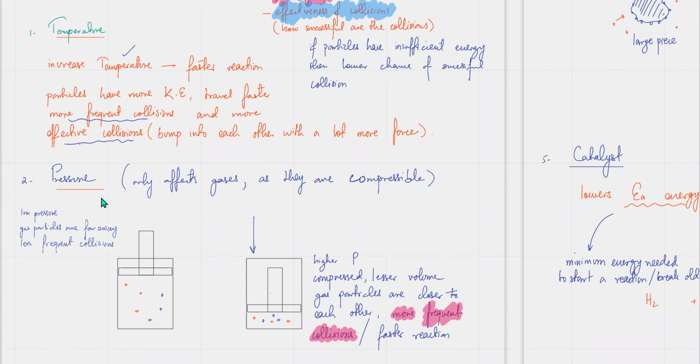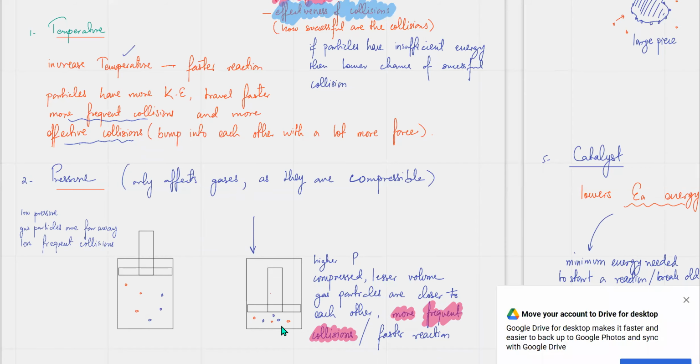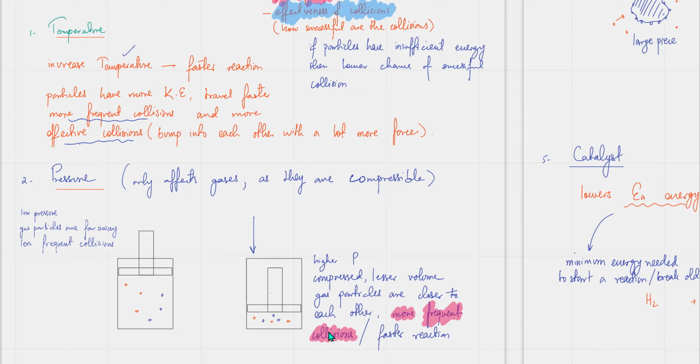Second was pressure. Pressure, I told you, okay, when you increase pressure, what you're doing is you're basically compressing it. So when you compress them together, what happens is that the particles are closer together, so you get more frequent collisions, which leads to a faster reaction. The effectiveness or the successfulness of the collision remains the same because you're not giving them energy this time. So the collisions are not becoming more energetic or more forceful. The only thing you're doing is you've just brought them together closer, so they will bump into each other a lot more.